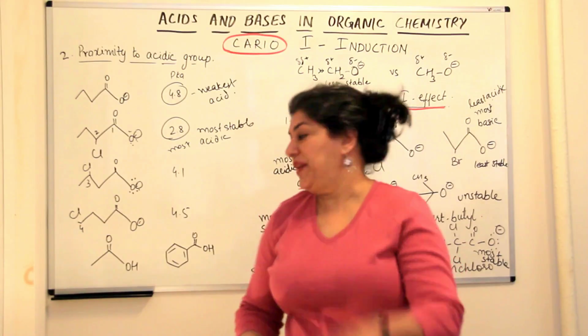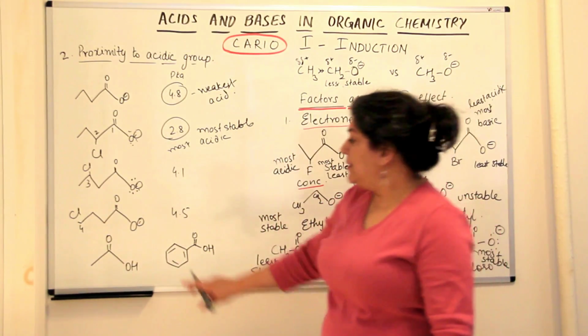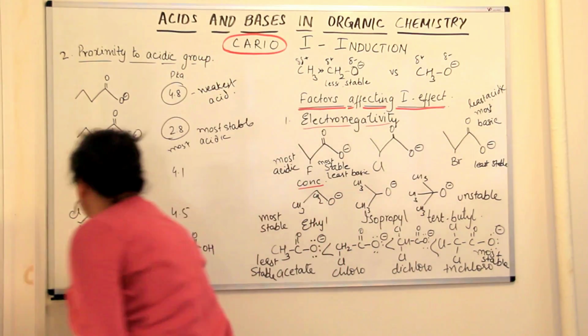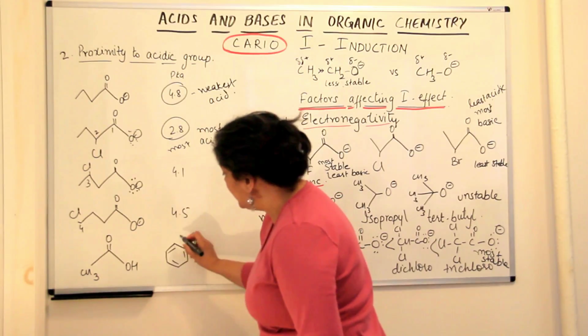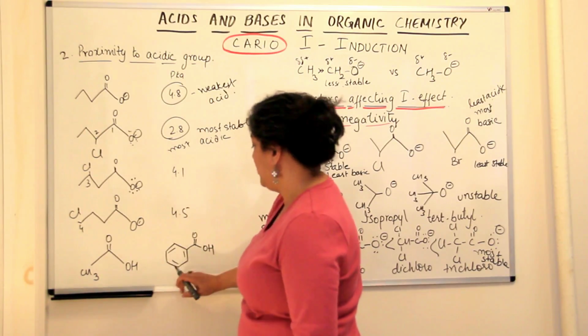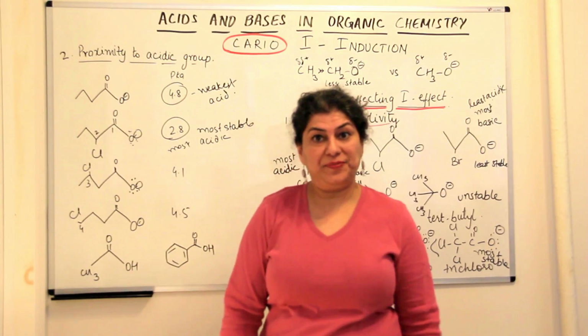Now let us take one more example. Look at this compound here. This is a methyl group here, and this is the carboxylic acid group, and here this is the phenyl group, the benzene ring, attached to the carboxylic acid. Right?